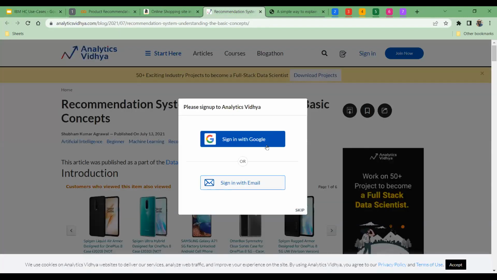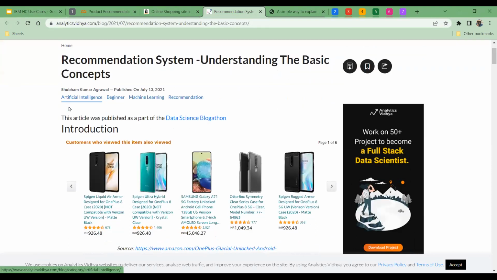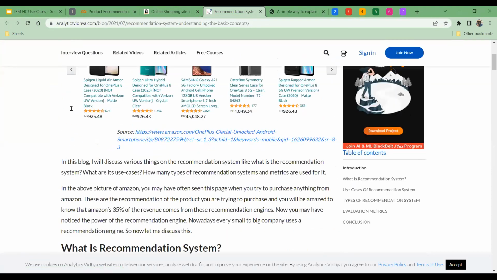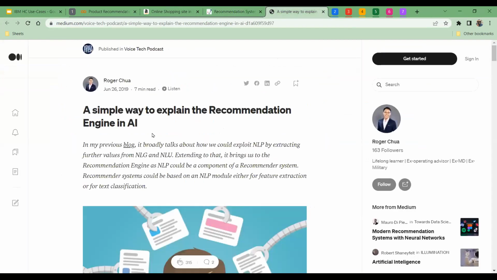This is an Analytics Vidhya blog, where they have discussed what a recommendation system is, how many types of recommendation systems we have, and it explains more about recommendation engines. And the second one is also a blog.